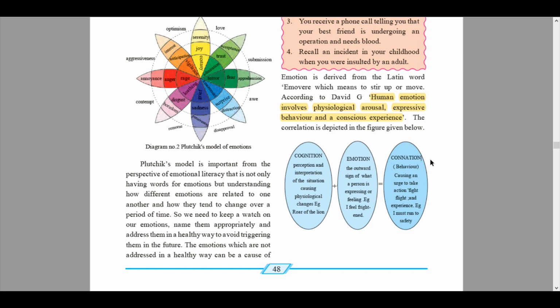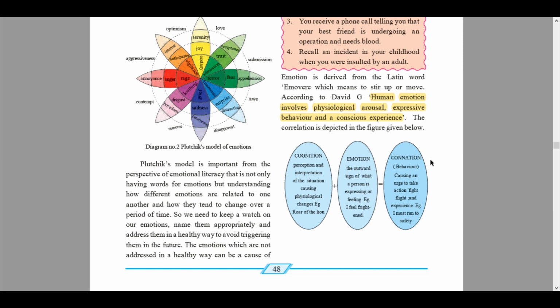This is what we see. What we react, or what emotion we give out immediately, is that you'll be frightened, right? You'll be scared if you just hear a roar of the lion 10 to 15 meters away. You sense it, so you'll feel scared. You'll be petrified of what situation you have been put in. So emotion is the outward sign of what a person is expressing or feeling.